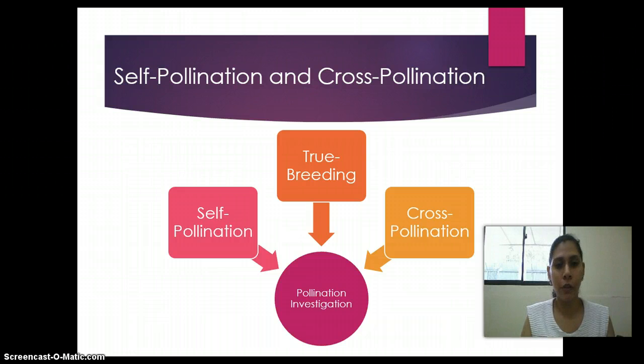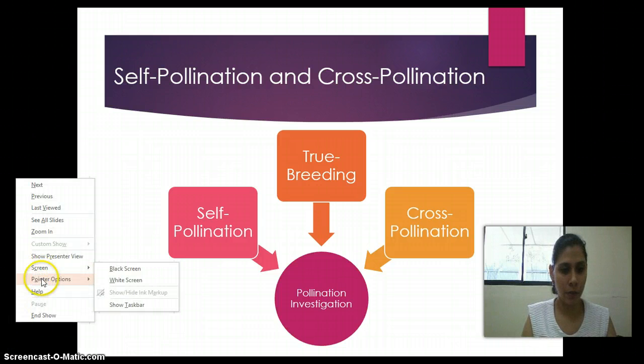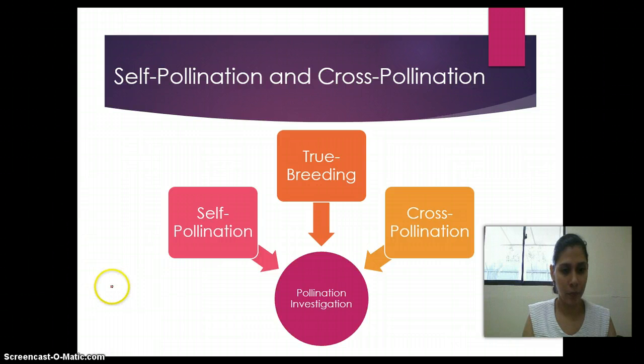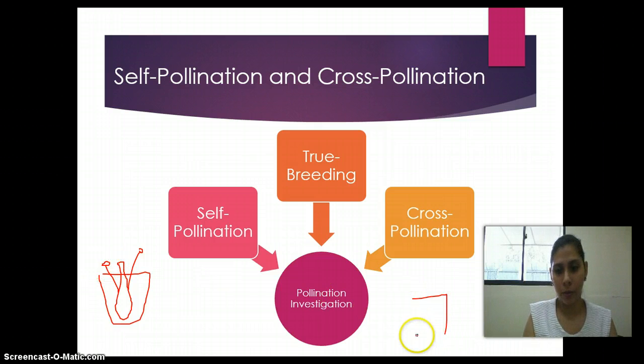So the first part is knowing the difference between self-pollination and cross-pollination. And let me draw a picture for this. So here we have a plant. We know that some plants have both female and male structures. And I'll go ahead and draw the plants for cross-pollination as well. So I'll need 2 plants for this one.